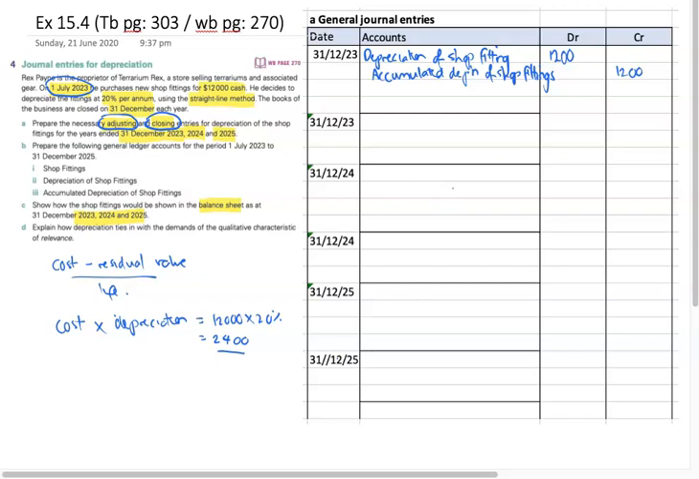So that means our narration is going to be, we will follow the template. It is an adjusting entry. We are going to say that it's for 6 months depreciation. And it is using 20% straight line method. That is going to be your template for each of your narrations.